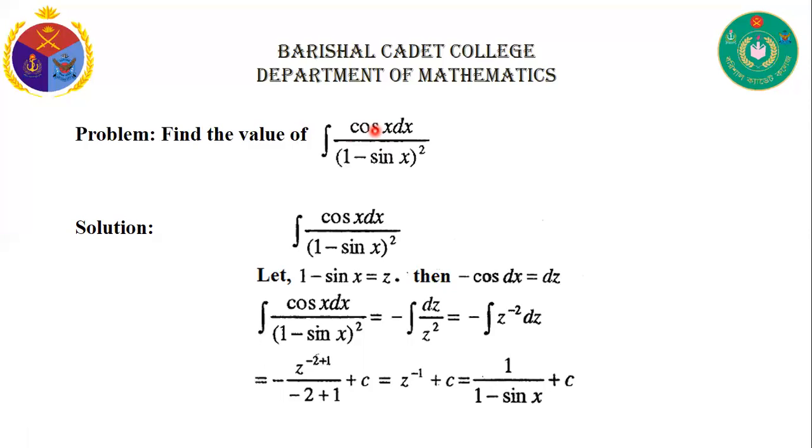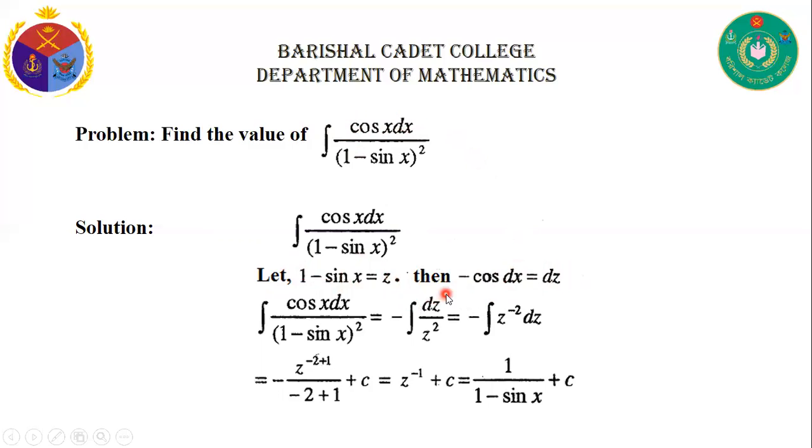So for this problem, you see that if we take z equal to 1 minus sine x, then the differentiation of z is in your problem. Okay, so then this part is very easy. So now boys, we take 1 minus sine x equal to z, then the differentiation of z is dz by dx equal to minus cos x. So dz equal to minus cos x dx. Actually, we don't have minus here, so we can write cos x dx equal to minus dz.